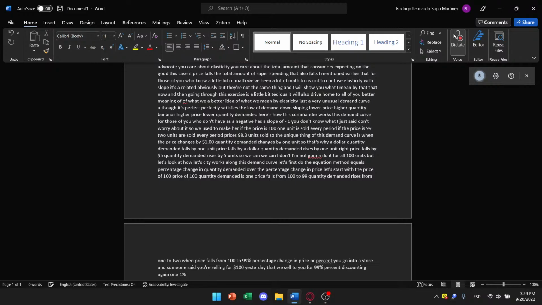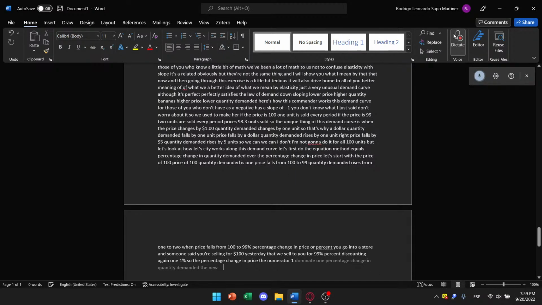Right, so the percentage change in price, the denominator, is 1. Percentage change in quantity demanded, the numerator, goes from 1 to 2. That's a 100% increase in quantity demanded. It doubles. You've got 100 over 1. That's greater than 1. Demand is elastic over the price change range 100 to 99.